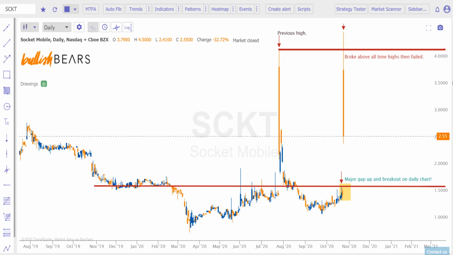So you want to watch those previous high levels and see as the stock goes up and rips and breaks above. Many times it'll break above and then end up failing. That's why support and resistance is very important. This one had a major gap up, and I'm sure it had a lot of volume on that day. It broke all-time highs, and if you're bullish on the stock, you want to see if it's going to hold those previous high levels.